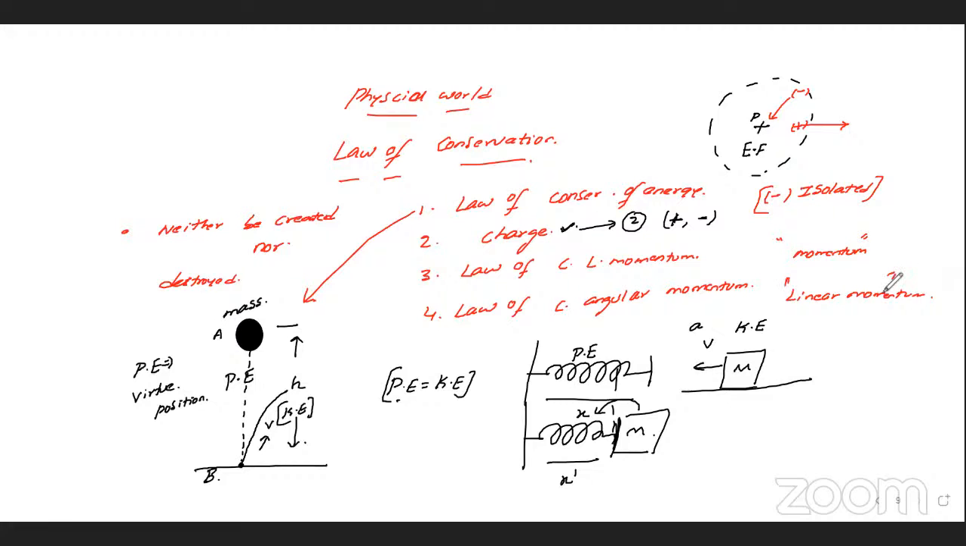Linear momentum: a particle which possesses motion in a straight line, we call it linear motion, linear momentum. We can say that. Is it a vector quantity or a scalar quantity? Momentum, linear momentum: vector quantity, sir. Vector quantity. Good. There is a direction here. So momentum is a vector quantity, nothing but the product of mass and velocity.